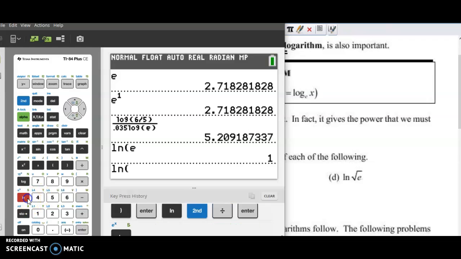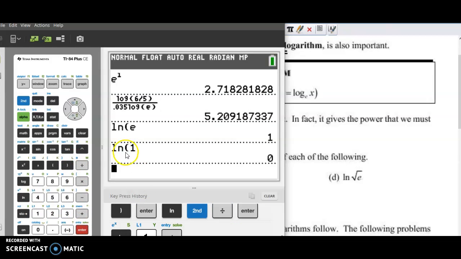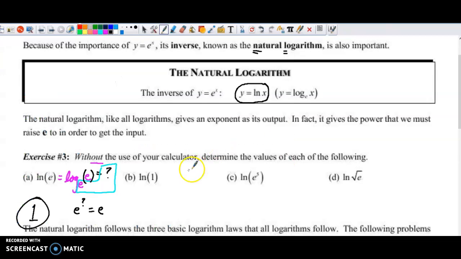I could do the same thing with the next one, but I hope we've done enough where you've recognized that no matter what the base is, if it's 1, it's going to be 0. Why? Because anything to the 0 power equals 1.